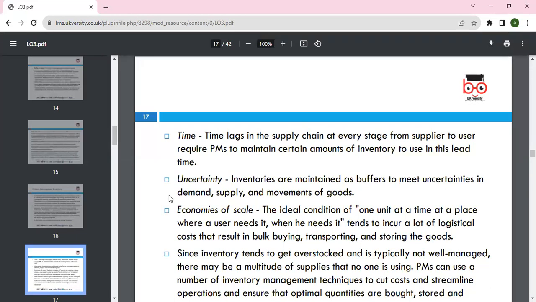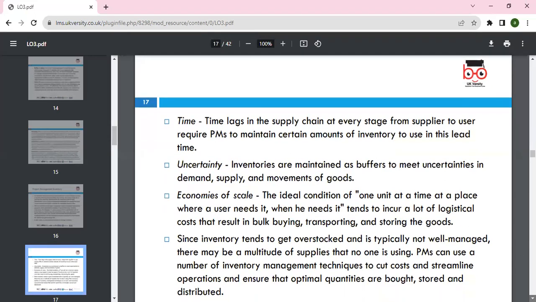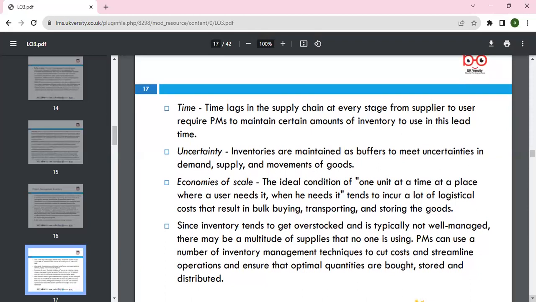We need to look at economies of scale: you buy what is economically viable for you and look at the ideal condition. Since inventory or stock changes with the passage of time, inventory may reduce its value, or some inventory may increase its value in terms of sale value, depending upon the demand. So we need to make sure we cut the cost, increase the efficiency and meet the demands.